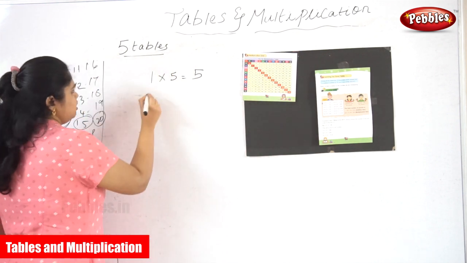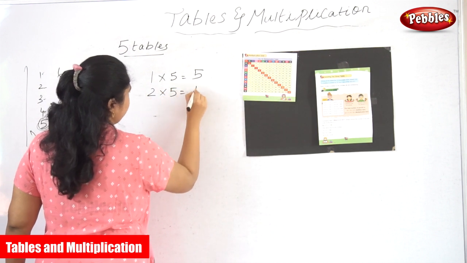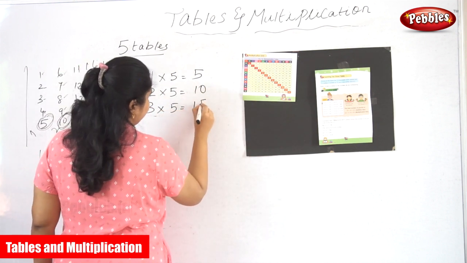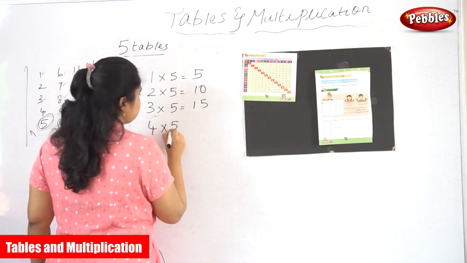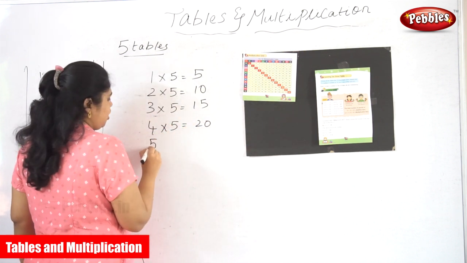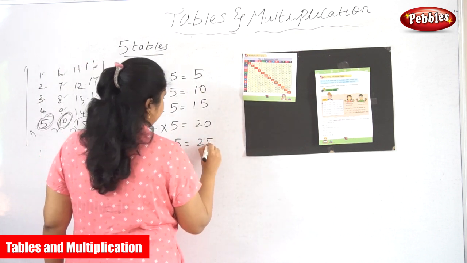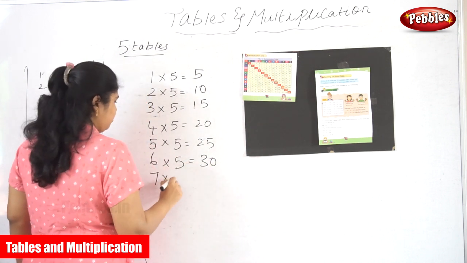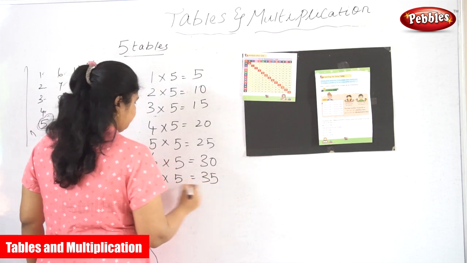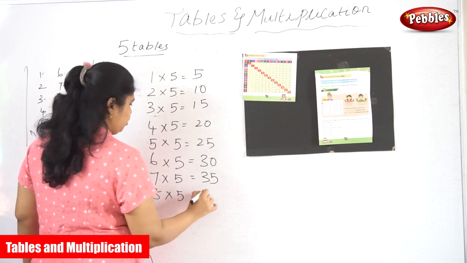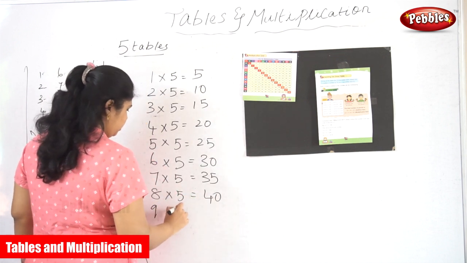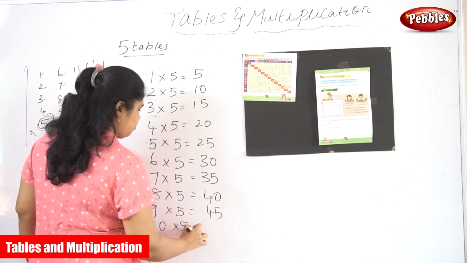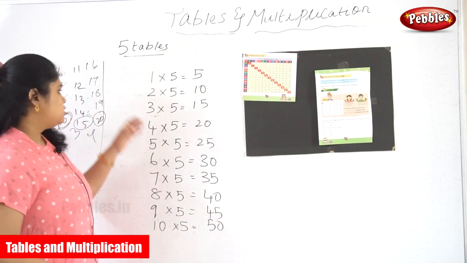Next, 2 into 5 is equal to 10. 3 into 5 is equal to 15. 4 into 5 is equal to 20. 5 into 5 is equal to 25. 6 into 5 is equal to 30. 7 into 5 is equal to 35. 8 into 5 is equal to 40. 9 into 5 is equal to 45. 10 into 5 is equal to 50. So this is the 5 tables.